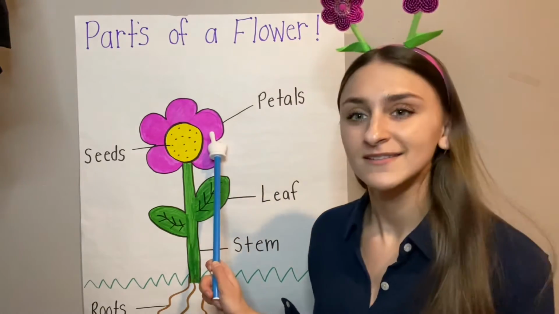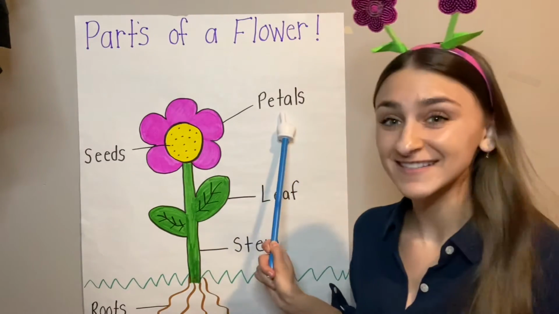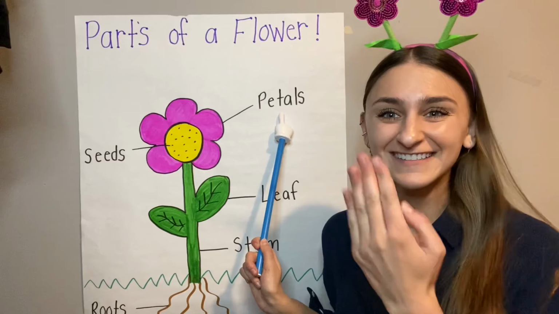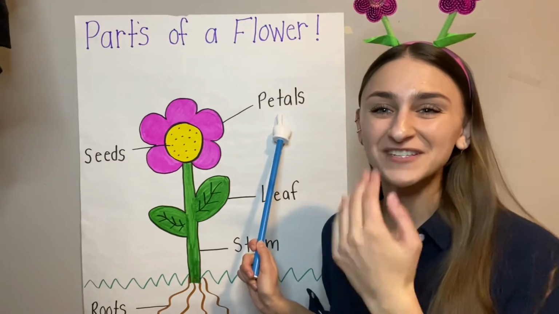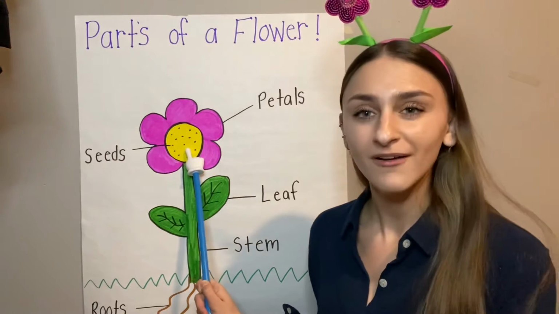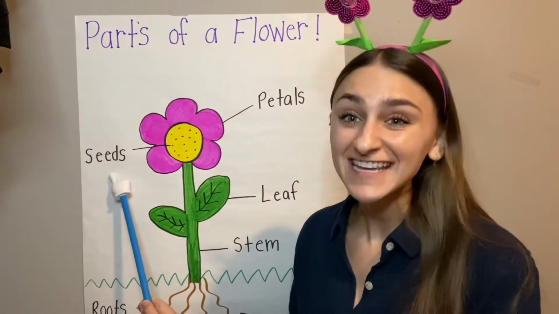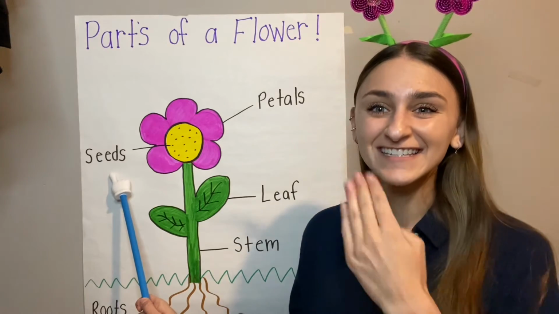What is this? These are called petals. Can you say petals? Beautiful job. What about the inside, these little dots right here? Do you know what those are called? These are called seeds. Can you say seeds?